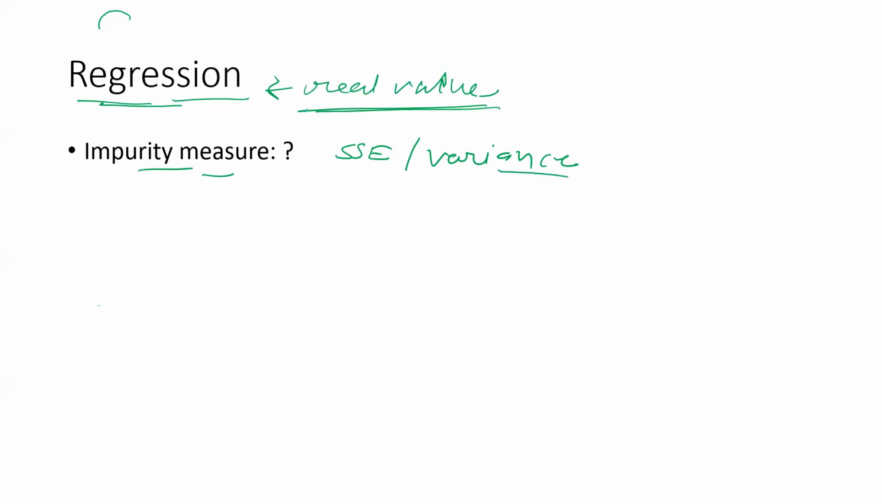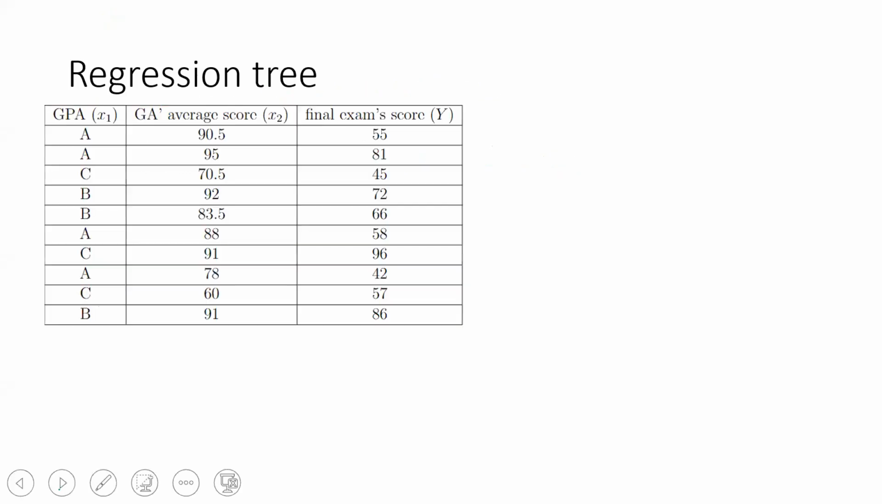Once we have the measure, now it's the same thing, but the measure has changed. That's the only change here. Same problem, but now the prediction labels have changed. Now the label is the final exam score. So now this is your regression problem, because we have real values as the outputs. Again, the same features: categorical feature x1 and numerical feature x2.